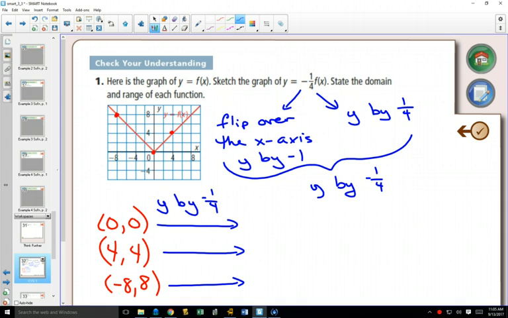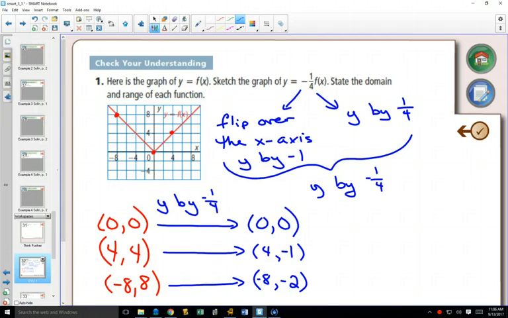If you multiply the y coordinate by negative 1/4, it's going to stay 0, 0. We're only multiplying the y's, so in both of these points, you would already know that the x values don't change. But if the y value was 4 and you multiplied by negative 1/4, it will now be negative 1. If the y value was 8, and you multiplied by a -1/4, it would become -2.